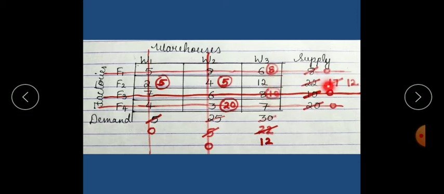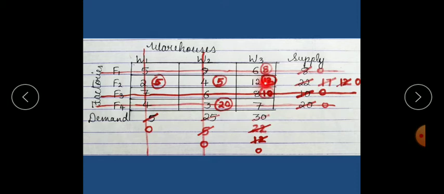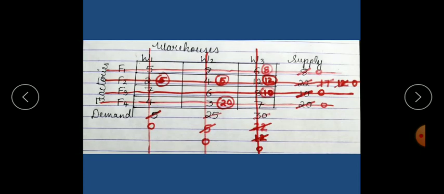If you allocate 12 here, what will remain? 12 minus 12 is 0, and 12 minus 12 is 0. So both the supply and the demand become 0. Cancel it out, allocate 12. In this case, both the supply and demand are getting 0, so cancel both the row as well as the column, because both are 0. So I've cancelled it out.